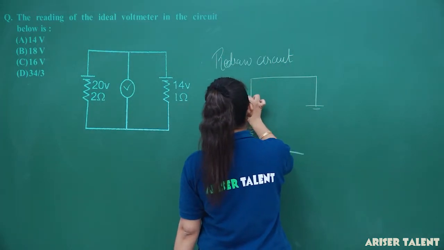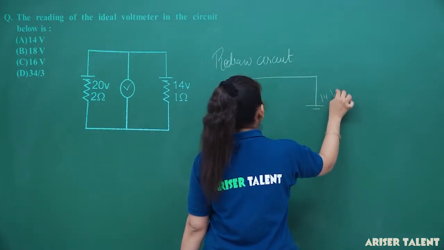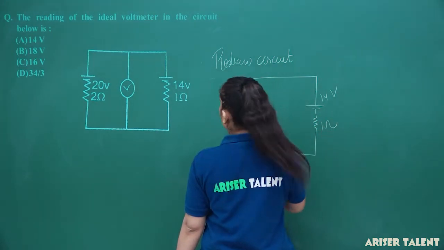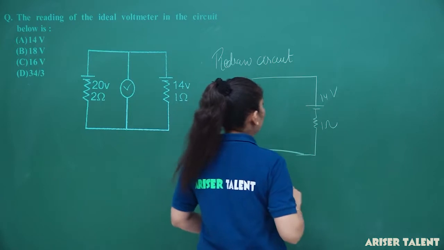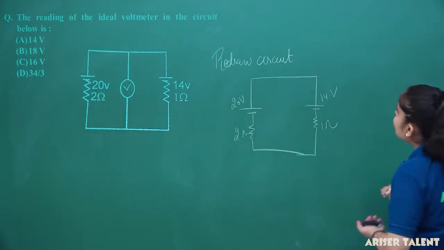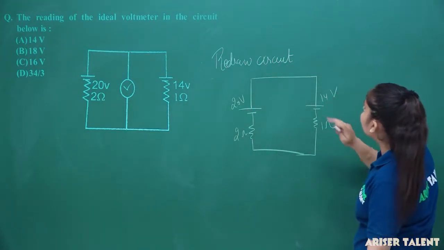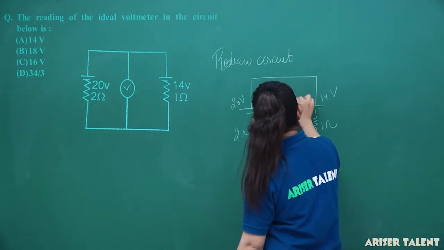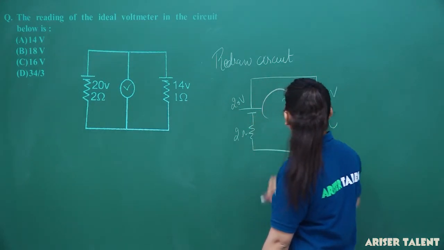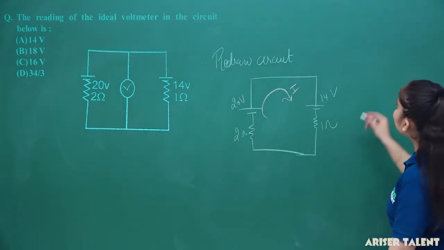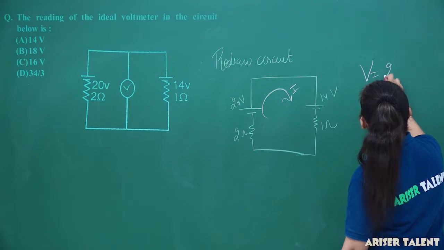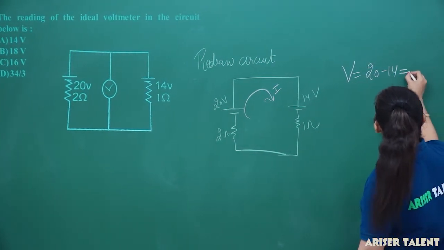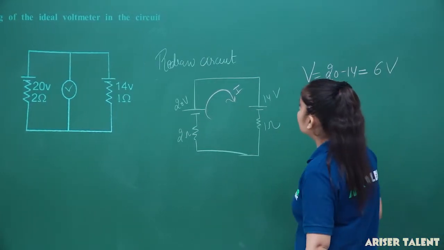This is our 20 volt. This is our 14 volt. This will be our 1 ohm and this will be our 2 ohm. Now, you can see that these are the batteries of same polarity. And if I am going in this direction, if I am assuming the current in this direction, what I can see is that the voltage came out to be 20 minus 14. And what is 20 minus 14? 20 minus 14 will give me 6 volt.